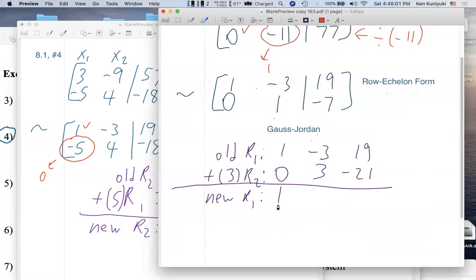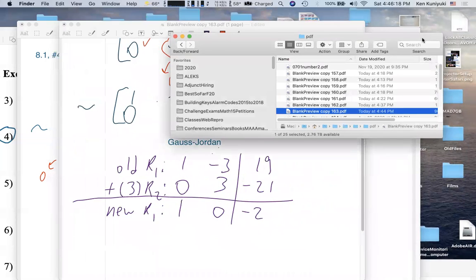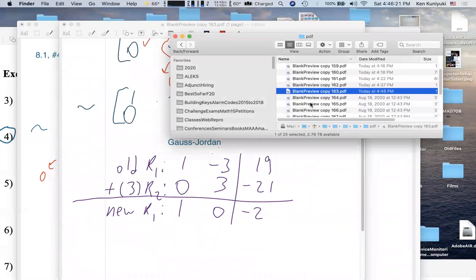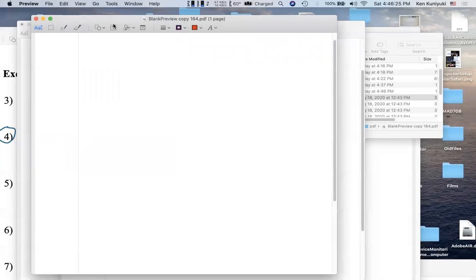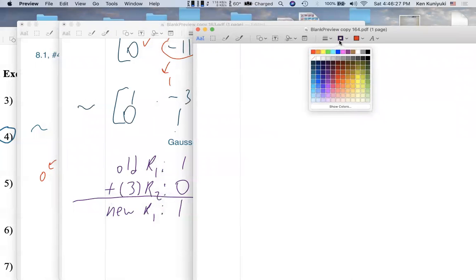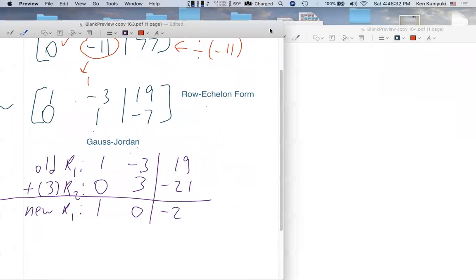Now remember, we actually do like the 1 here. 1 plus 0 is 1. -3 plus 3 is 0. You're in Vegas. You win 19, but you lose 21. What's happened to you? Lost 2. Yes, -2. So that's our new row 1, and you're going to like our next matrix. I see where this is going. If you like numbers more than letters, and many math people do, you might prefer Gauss-Jordan.